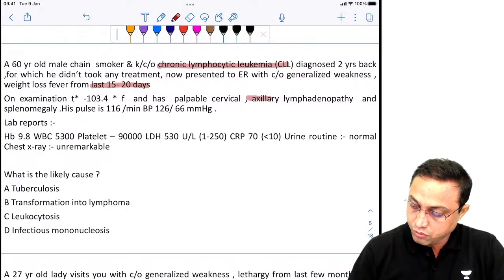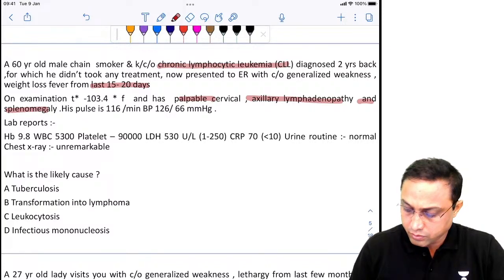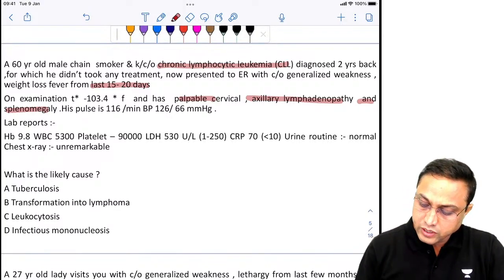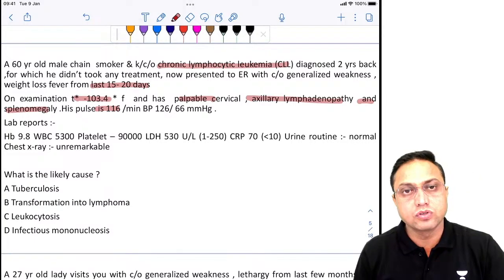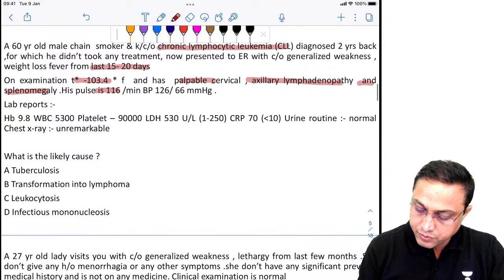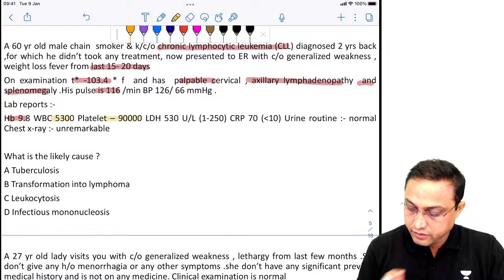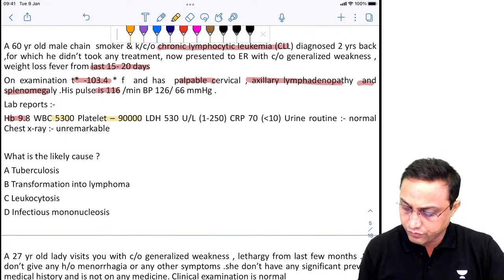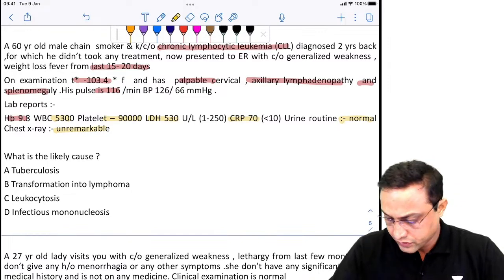Okay. So this is important, this patient has lymph nodes present, and the spleen is palpable. His pulse is 116 and blood pressure is normal, 126/66. Okay. So guys, is it okay to say that this fever can cause this type of tachycardia? Yes, it is okay to say this, but we can correlate with this question also. Lab report: the patient has anemia, WBC counts are normal, platelet count is on the lower side. Normal platelet count is 1.5 to 4.5. LDH is on a very higher side. CRP is on a higher side. Urine routine is normal. Chest X-ray is unremarkable. So what is the likely cause?